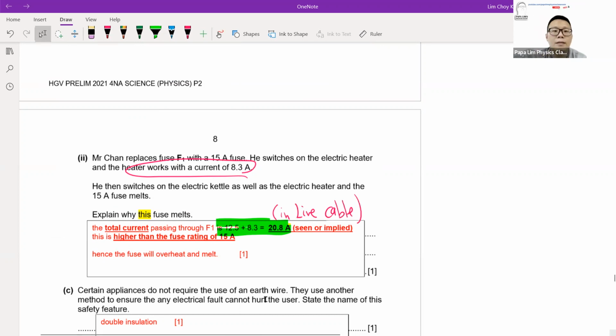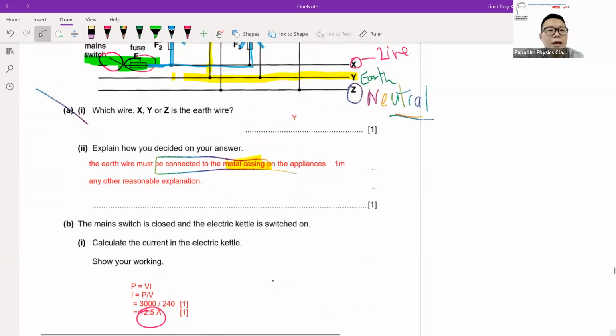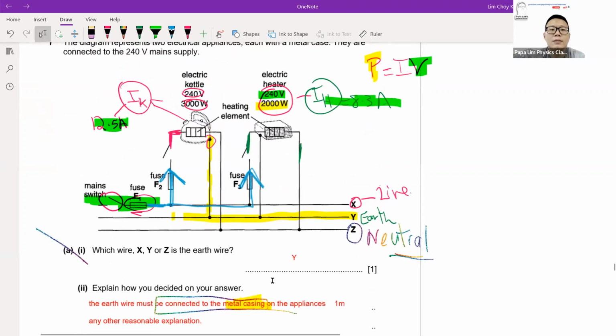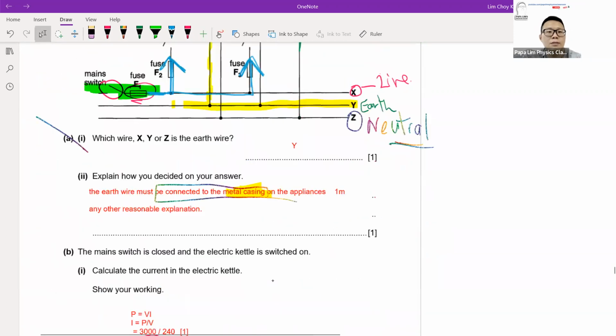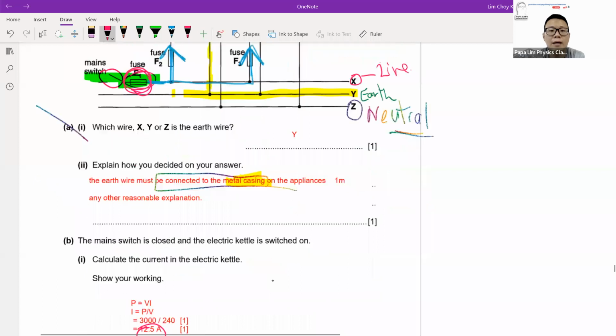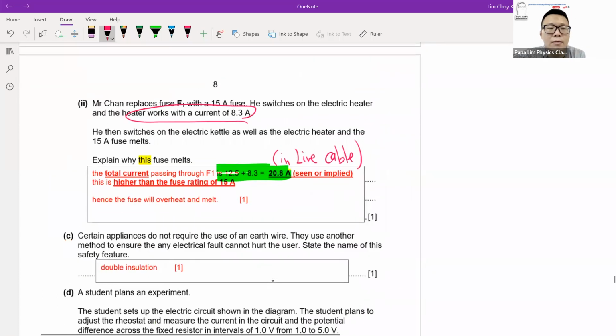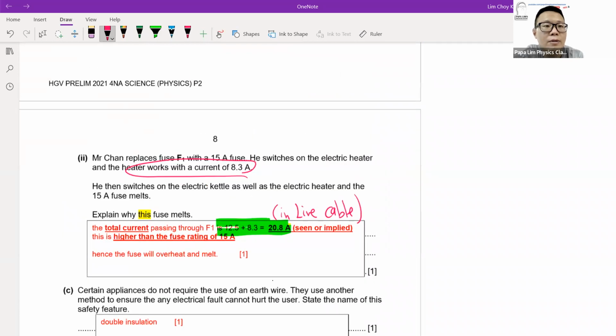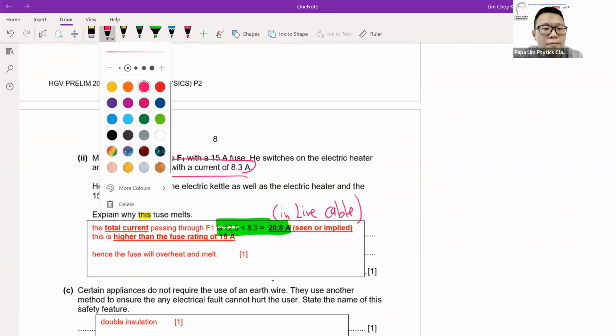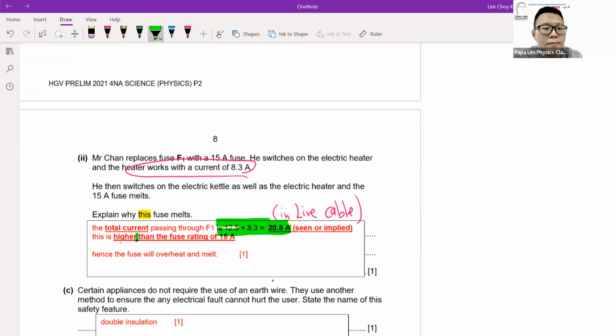Okay, and live cable is where F1 is. F1 is where the fuse is. Okay, live one, this is where the fuse is. Okay, so if I have a current of 20.8 in the live cable, I will definitely know that the current is definitely higher than the fuse rating.